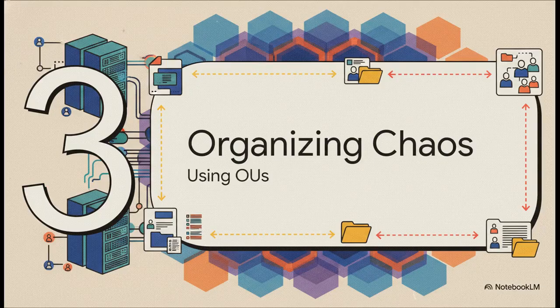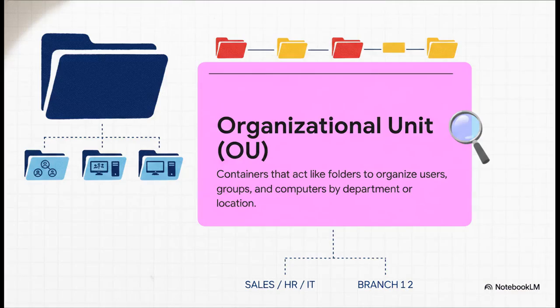Moving right along to Section 3, organizing chaos using OUs. Now that we have users grouped up, we need a logical way to organize the groups themselves. Think of organizational units, or OUs, literally just like folders that stop your AD from turning into the Wild West. Instead of a massive, messy list of 1,000 employees, you create OUs based on departments, like sales or IT, or maybe by physical locations, like Branch 1 and Branch 2.